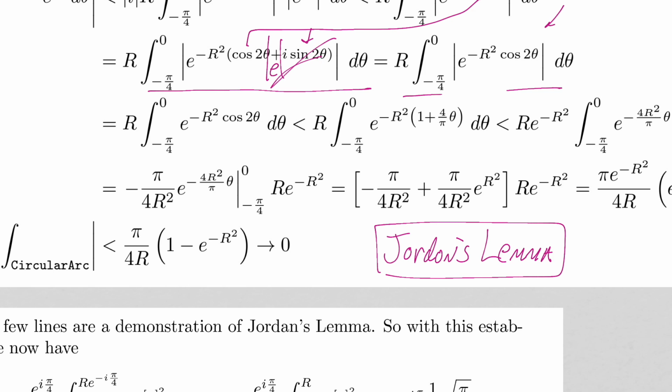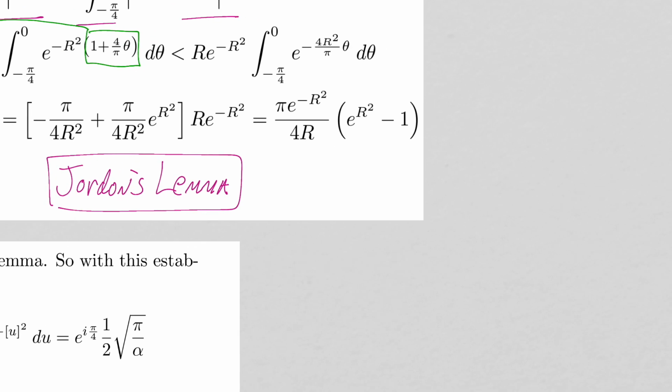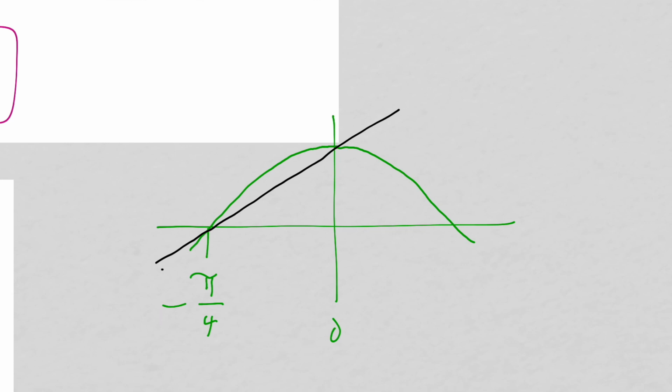It's a lot of proofs just like this one that you can't do without Jordan's lemma. And Jordan's lemma basically allows you to take certain trigonometric functions and make them larger than certain linear functions, right? And it pops up all the time, but it turns out that cosine of 2 theta is always larger than 1 plus 4 over pi times theta. And that's essentially saying something like this, which really isn't all that hard to see.